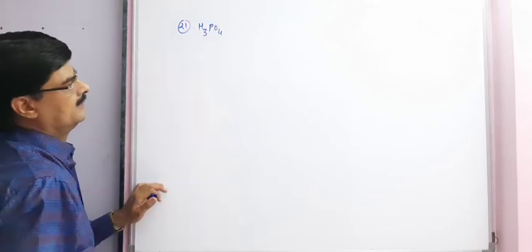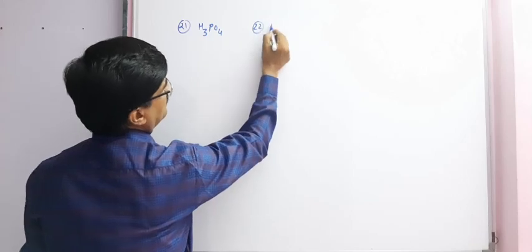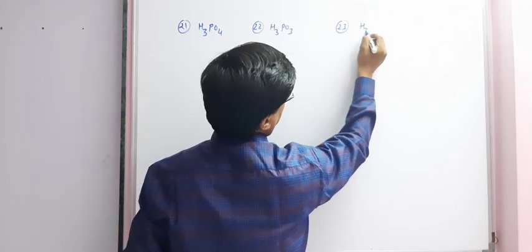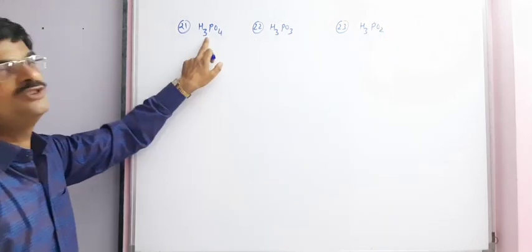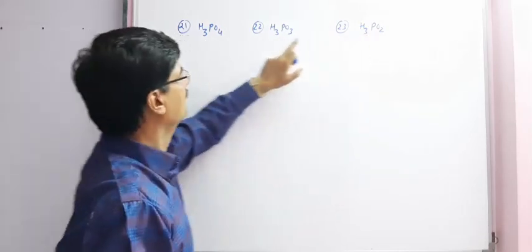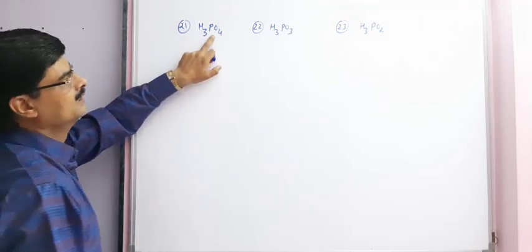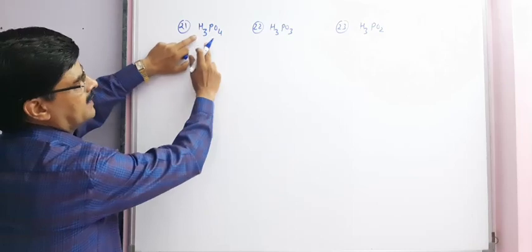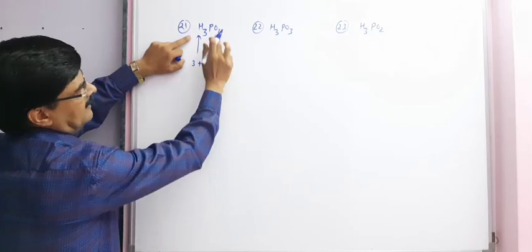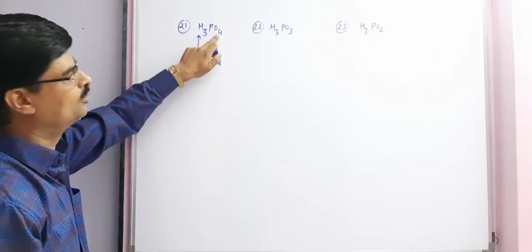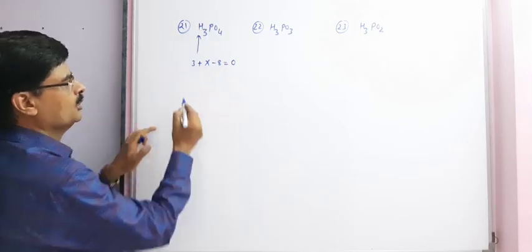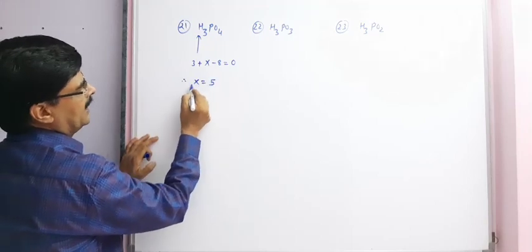H3PO4, H3PO3, H3PO2. These are phosphoric acid, phosphorous acid and phosphinic acid. In the case of H3PO4, if we have to find the oxidation state, then for the 3 hydrogens 3, plus X, minus 8, for each oxygen it is minus 2, so 4 times 2 is 8, is equal to the overall charge in the compound, which is 0. Therefore, X is equal to 5.